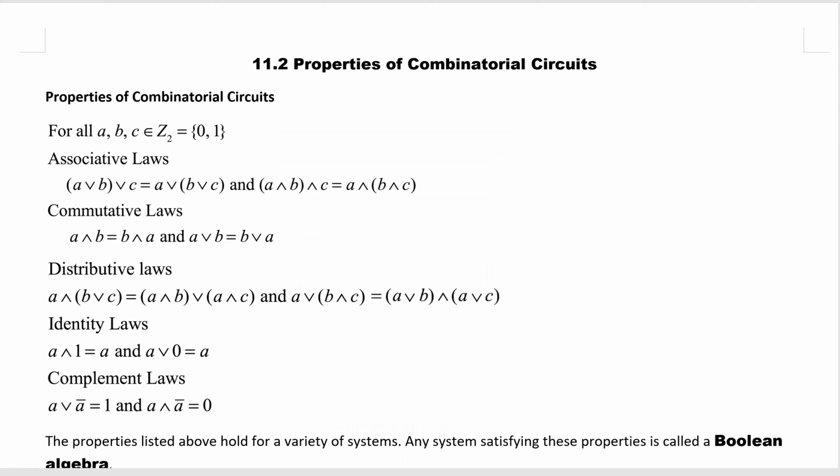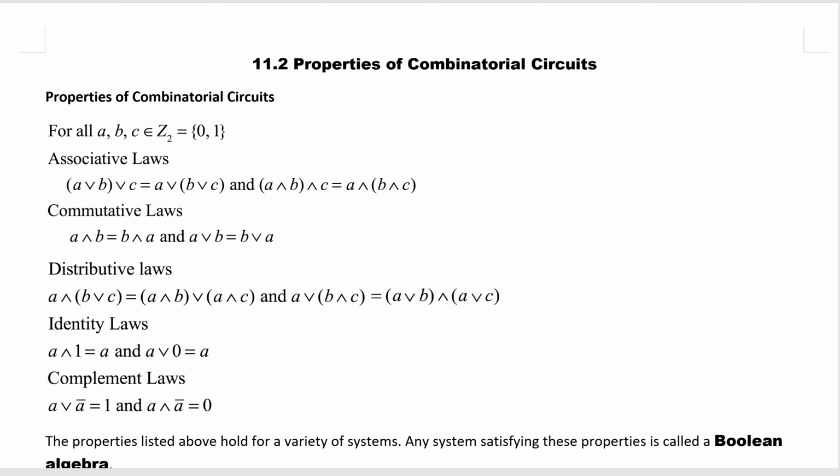We also have the identity law. A and 1 is A. So it's like 0 and 1 is 0, 1 and 1 is 1. So that's why A and 1 is A. A or 0 is A. So 1 or 0 is 1, 0 or 0 is 0. So that's why A or 0 is A.